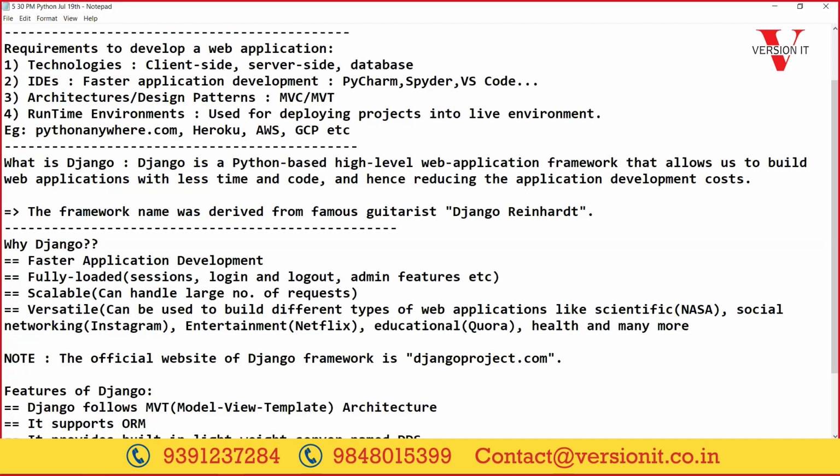Next, Django uses an ORM tool. ORM stands for Object Relational Mapping tool. But what is the purpose of this tool? While working with models, I will tell you what that tool is.